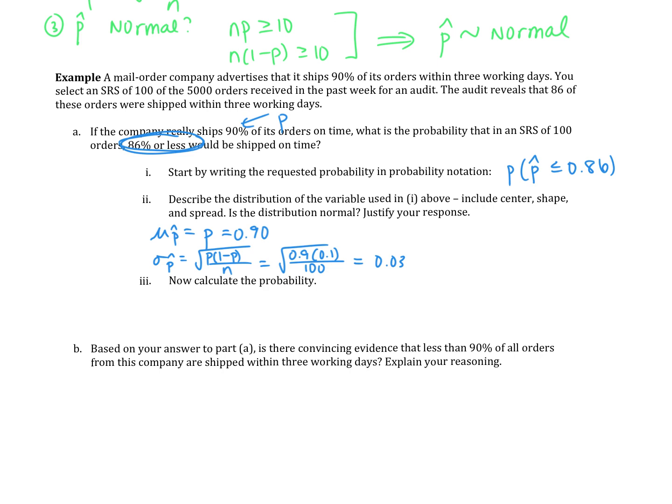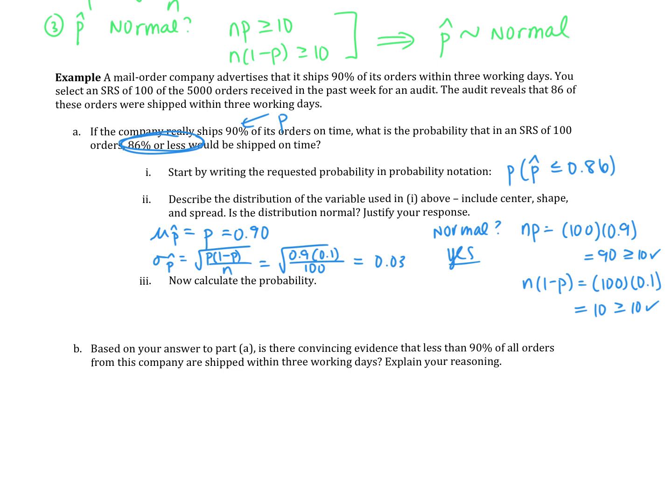Yeah. And then we need to know, is the distribution normal? So our n times p, or our 100 times 0.9, is 90, which is at least 10. And then our n times 1 subtract p is 100 times 0.1, which is 10, which is at least 10. So is our distribution normal? Yes.